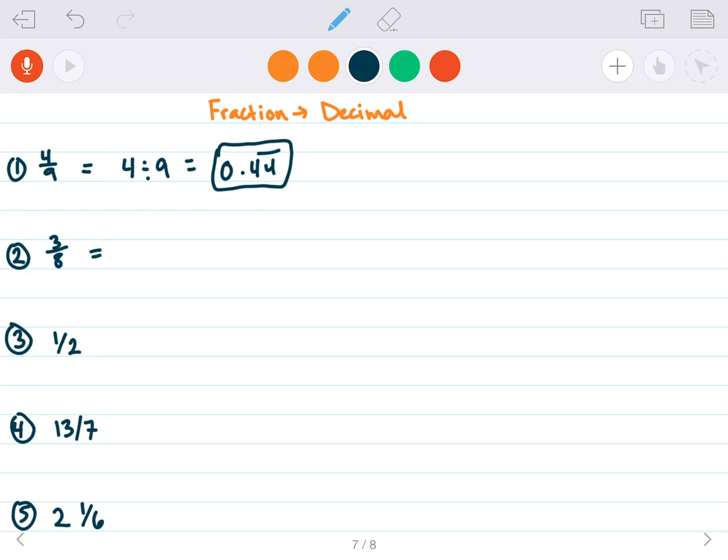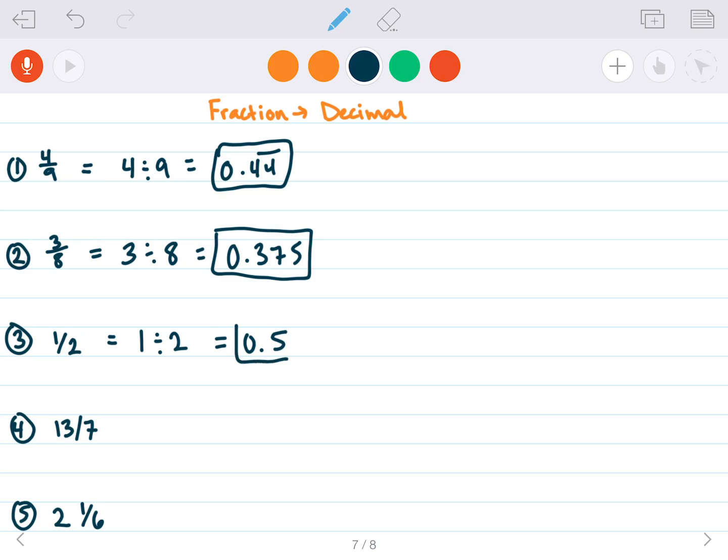So 3 divided by 8, 3 out of 8, 3 over 8, same thing, is 3 divided by 8. Put it in the calculator, 3 divided by 8 is 0.375. Now you don't have to put the 0 in the front. I'm just doing it just because I like it. All right, 1 out of 2 is 1 divided by 2. That's 0.5 or .5 if you like it. 13 out of 7. That is going to give us, I'm going to round this thing. This is going to give us approximately 1.857. Okay. And it makes sense, right?